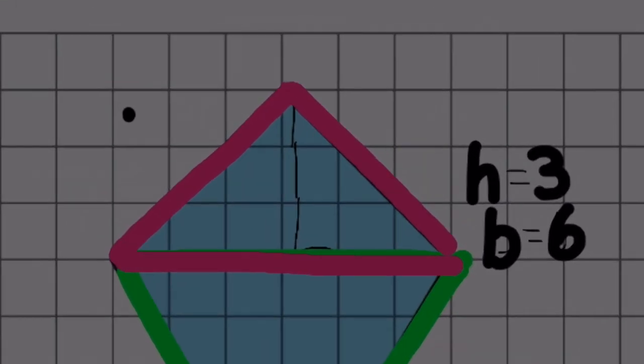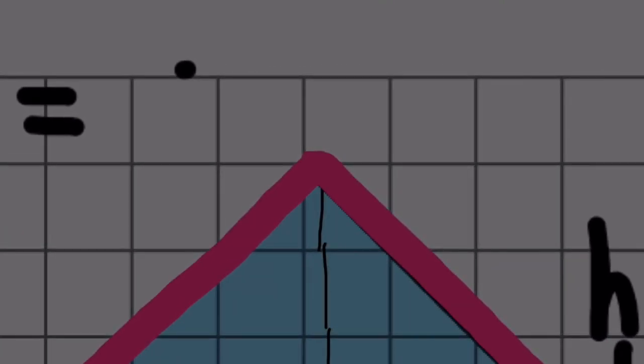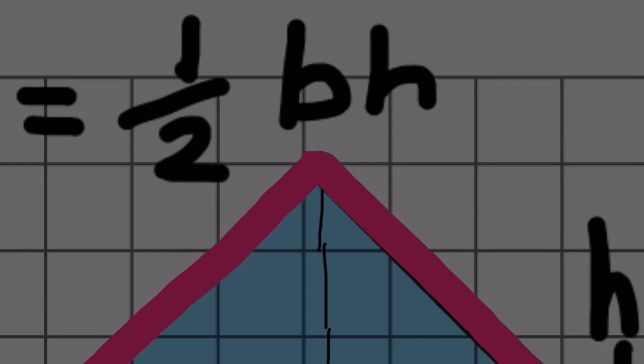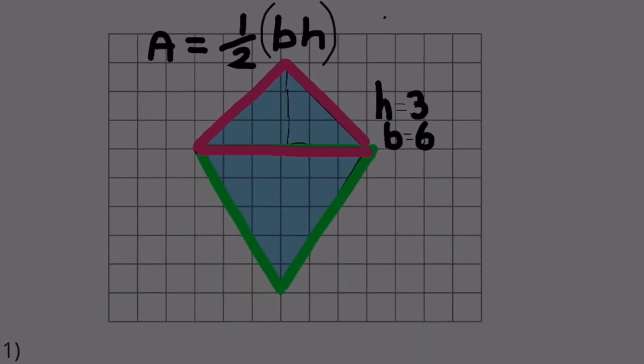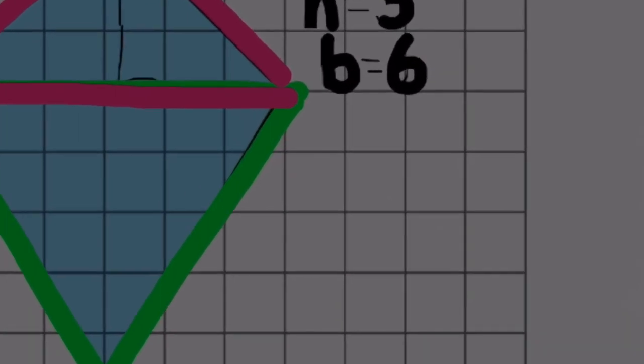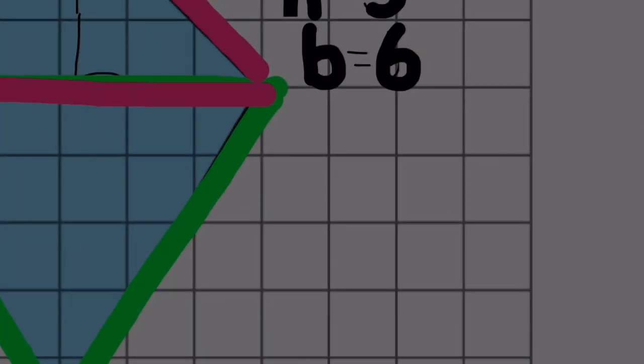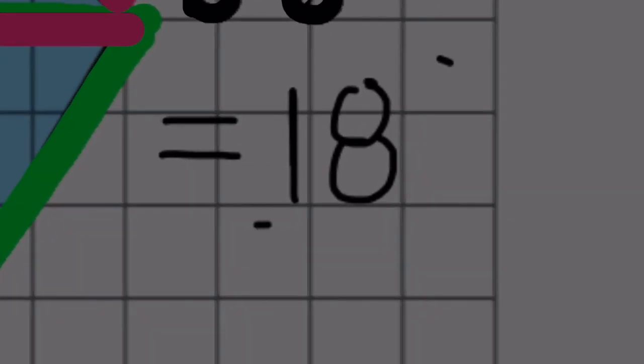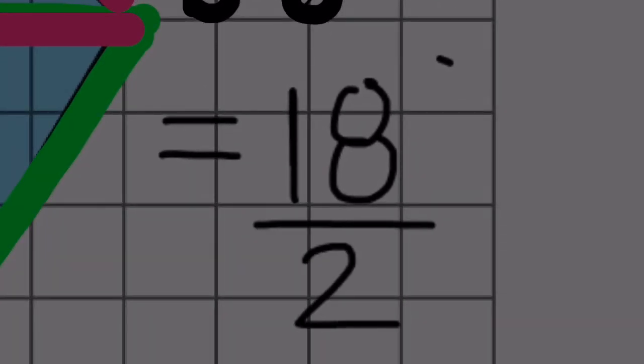And if you remember the formula for a triangle, the area of a triangle is half of the base times the height. So that should be pretty simple. Let's do base times height. 6 times 3. 6 times 3 is going to equal 18. And then now we need to cut that in half, right? So let's cut that in half. Half of 18 equals 9.